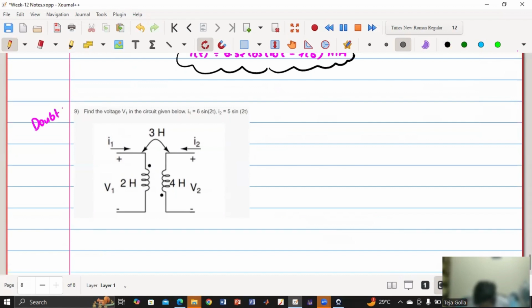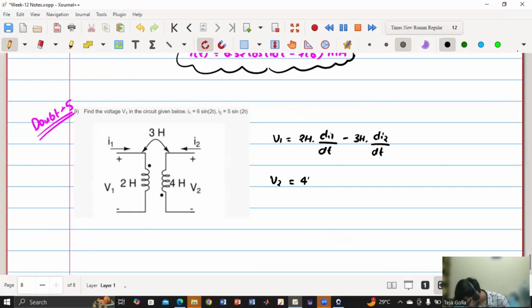So you are correct. We have to first write the expression. Because the current is entering the dot here and current is leaving the dot here, you will get one minus sign. So you will get something like this: V1 equal to 2 Henry into di1 by dt minus 3 Henry into di2 by dt, and V2 is equal to 4 Henry into di2 by dt minus 3 Henry into di1 by dt. Agree? Yes, yes.